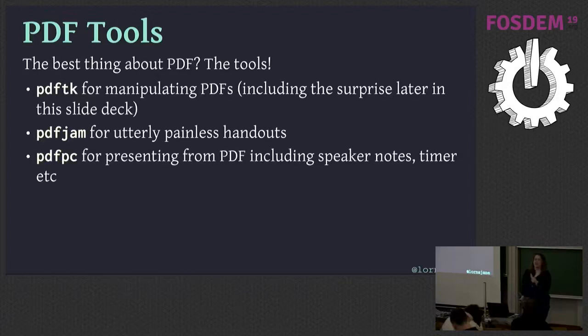PDFJam is a one-trick tool, those are the best tools, right, that makes a handout. You just say whether you want it portrait or landscape, how many this way, how many this way. You can configure the margins and stuff, which can be helpful if you're printing it. And PDFJam will give you a handout.